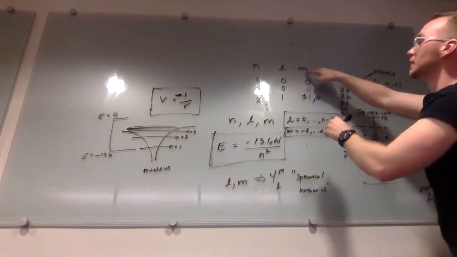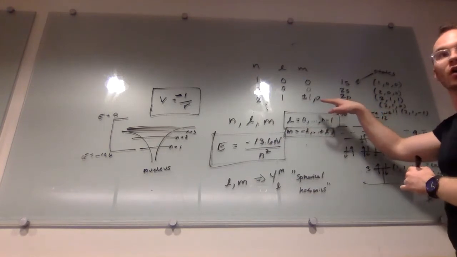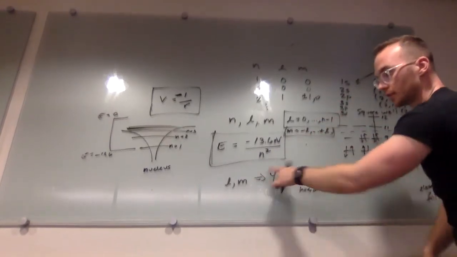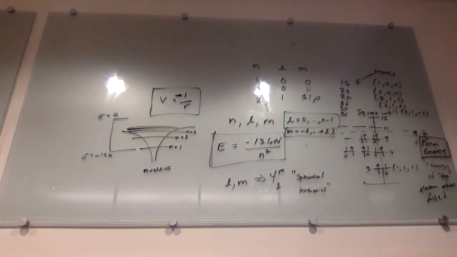Can you explain the minus one? M can go from minus the L value all the way up to the L value. It's a rule. Yeah, it's a rule from this. Oh, okay. So that's why in the second shell there's 8.